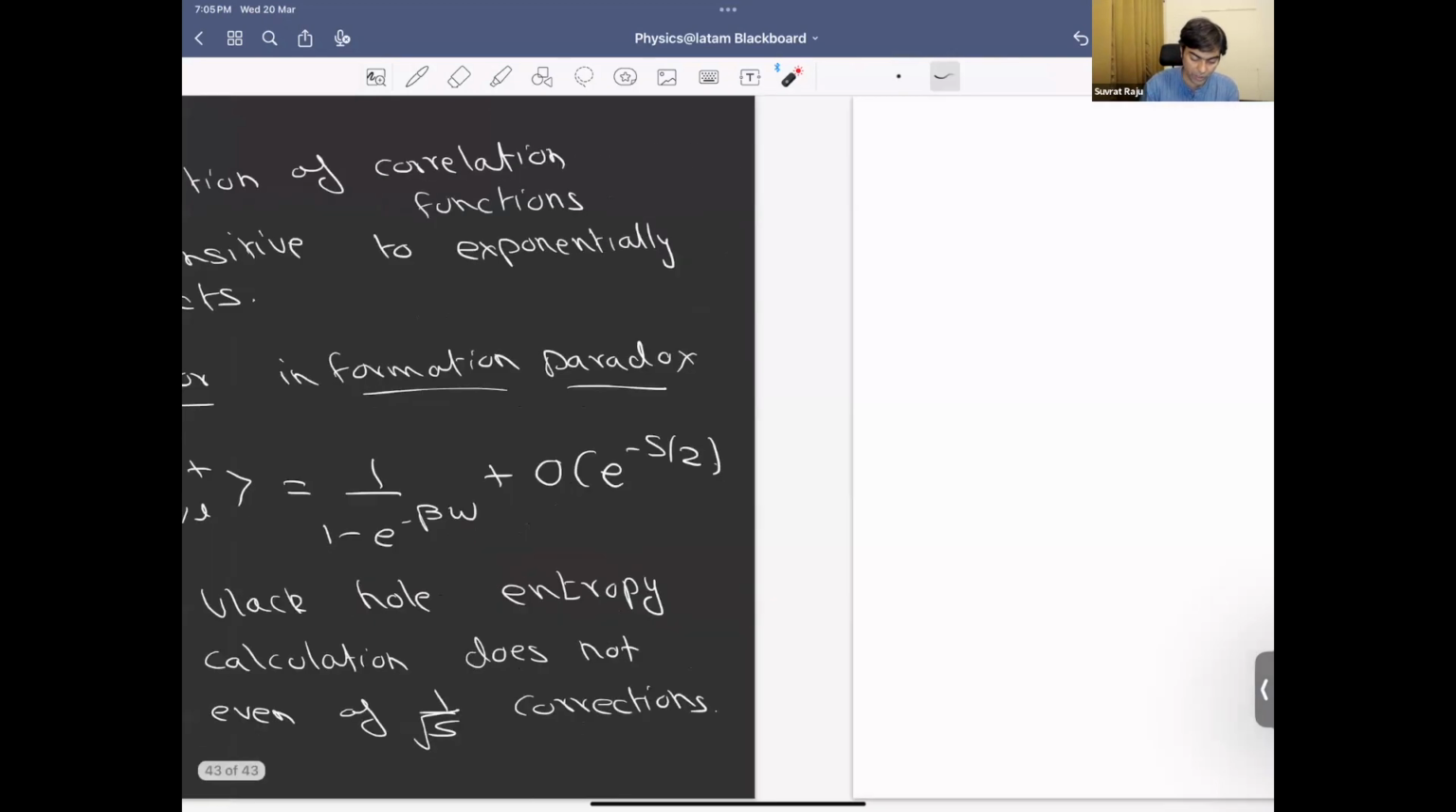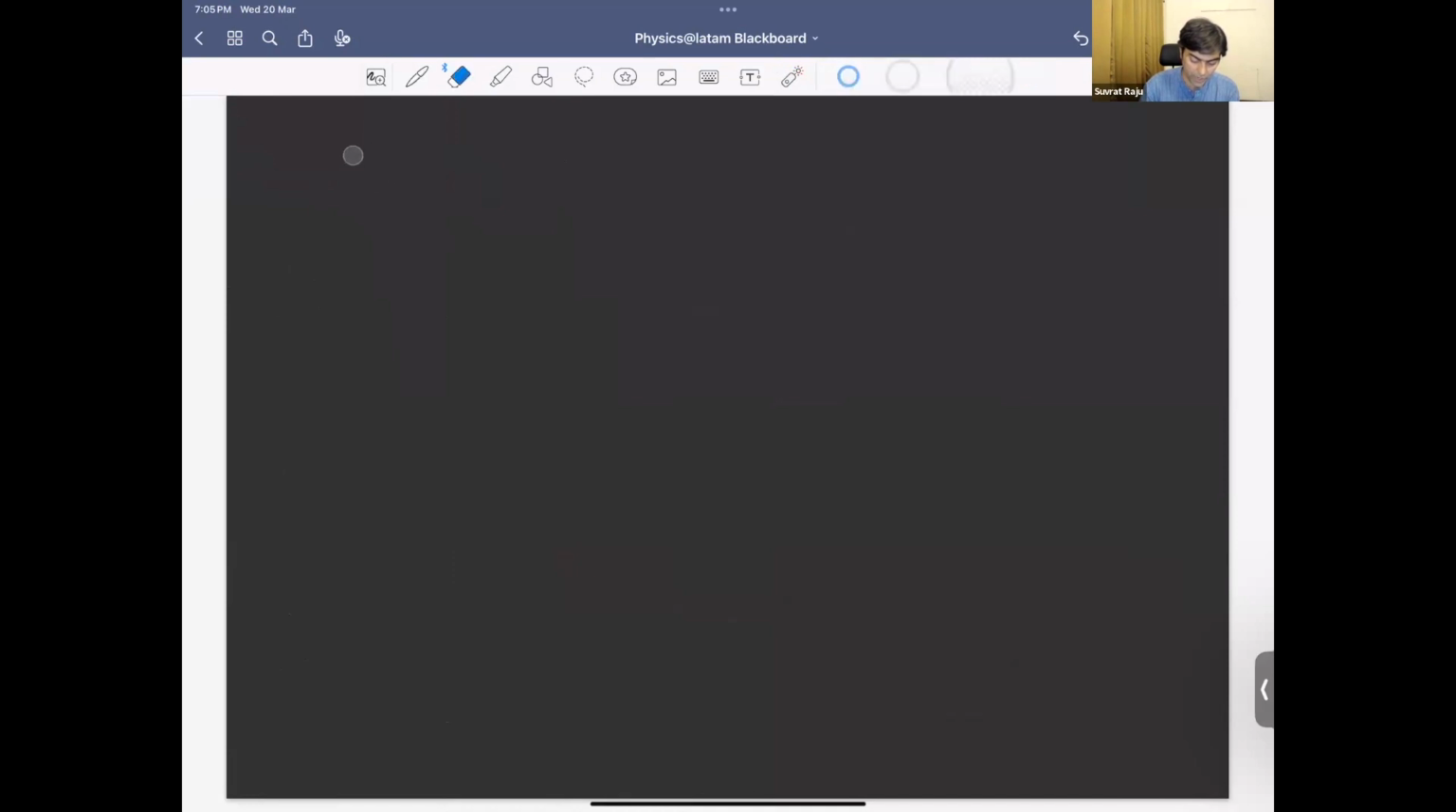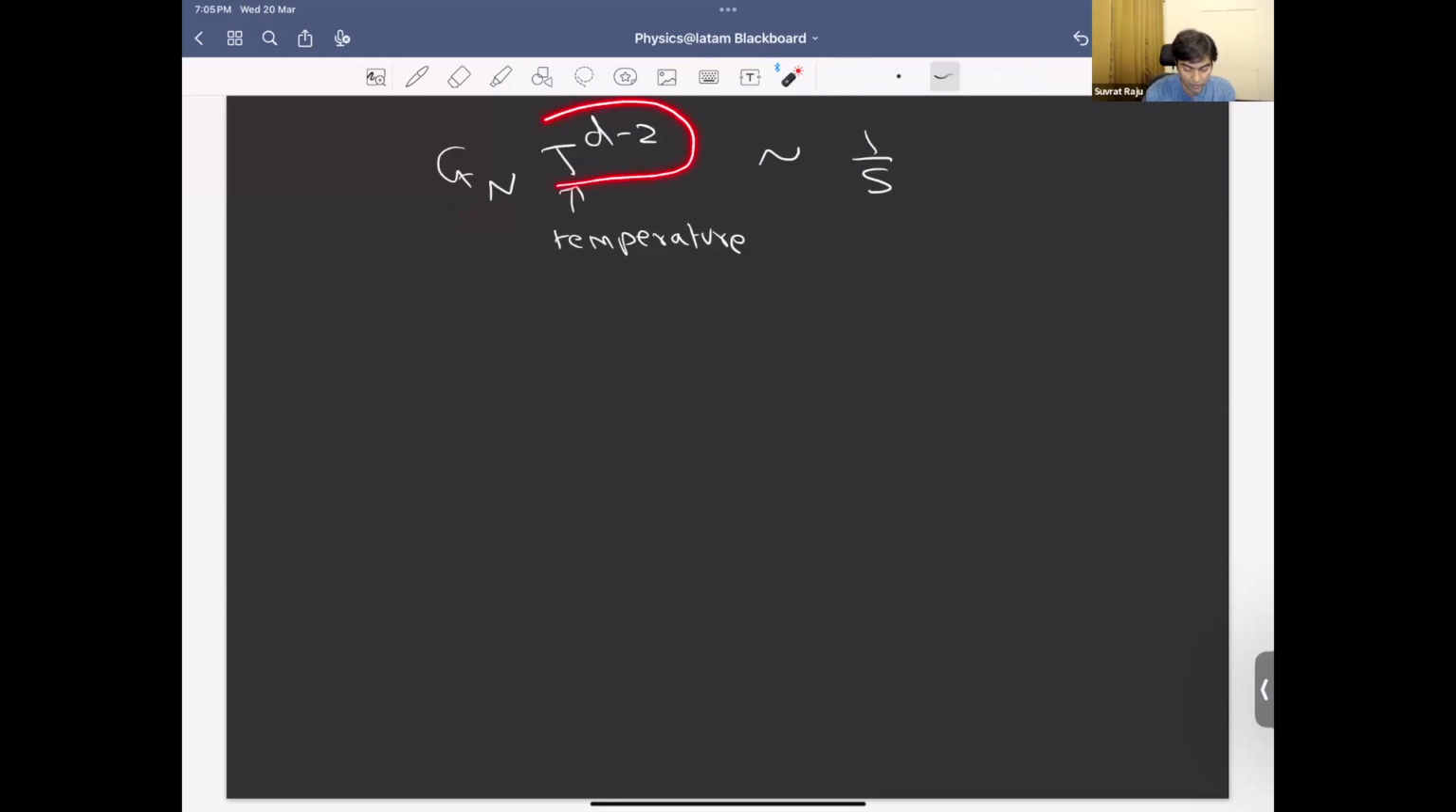And that is because if you consider the parameter which is G Newton times T to the D minus 2, where T is the temperature, and remember, this is the same as 1 over S. So you see gravitational or quantum gravity corrections in this setup are precisely controlled by this parameter, G Newton times the temperature to the D minus 2. That's because all gravitational corrections come with G, and the dimensionful parameter you could assign to get a dimensionless parameter is the temperature to the D minus 2. Therefore, if you were to compute gravitational loop corrections in this geometry, they would all come with this parameter, which is 1 over S.